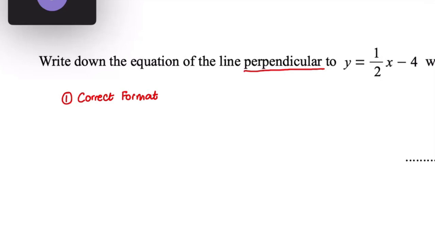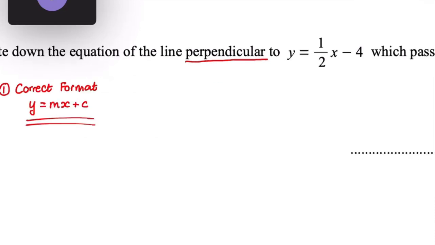Okay, correct format, and that correct format is going to be y equals mx plus c. That's the correct format that you want it to be in. Is this in the correct format? You've got y equals a half x minus 4. Yes, it's in the correct format. Y is by itself. You've got a half x, and then you've got minus 4. Okay, so we've done the correct format.